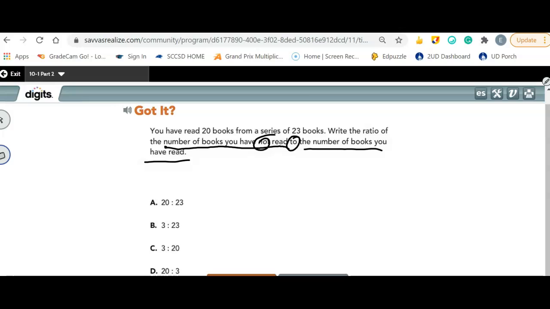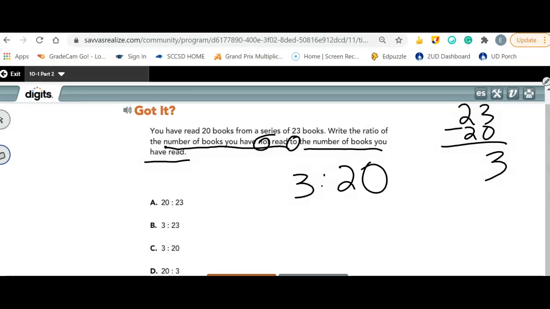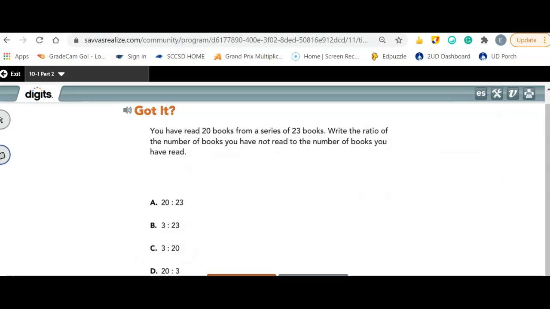Sam. Good. The total number of books in the series minus the number of books you have read gives us 3. So it means we haven't read 3 of them. Colon to the number of books you have read, which is what, Jordan? 20. Okay. Number of books you have not read to the number of books you have read. The correct answer there is C. Good? Okay. Let's go on to the next slide. We'll get through one of them.